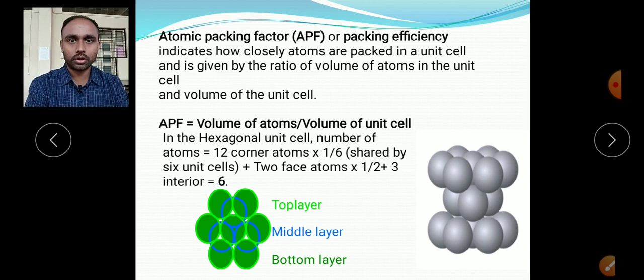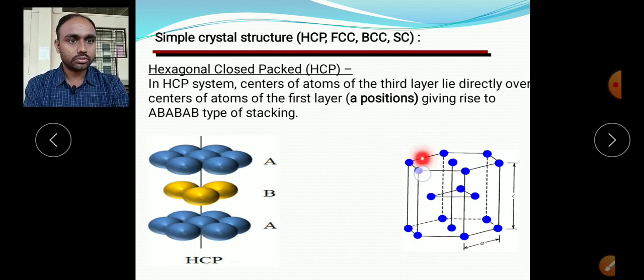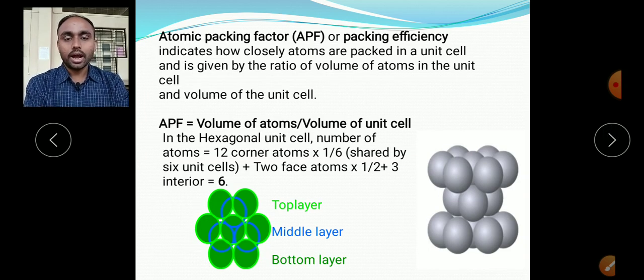So first we must know the number of atoms, which we call the effective number of atoms. In a hexagonal unit cell, the number of atoms includes 12 corner atoms. Now see, here 1, 2, 3, 4, 5, 6 at the top face. I am talking about only corner atoms, because this center one is the face centered atom. There are 6 corner atoms at the bottom face and 6 atoms at the top face corners. So in all, how many corner atoms? Yes, 12 corner atoms, and each corner atom is shared by 6 different unit cells.